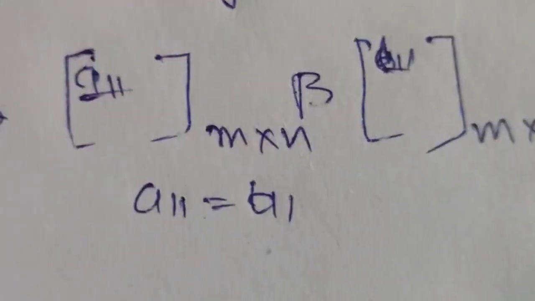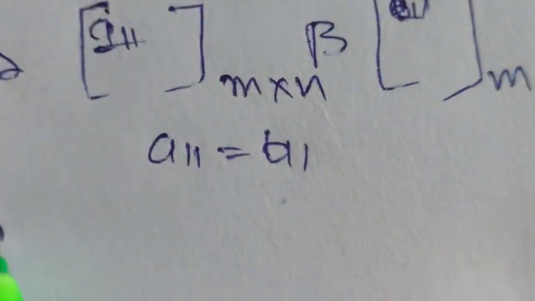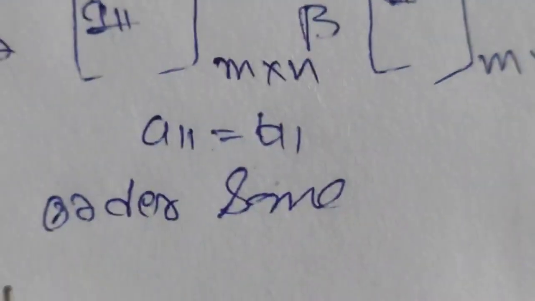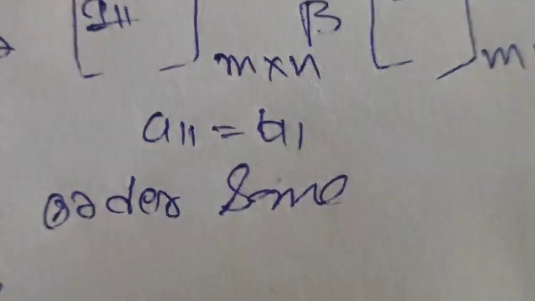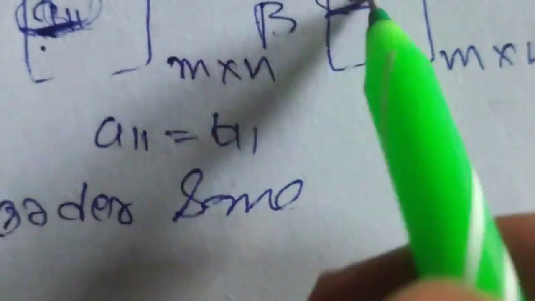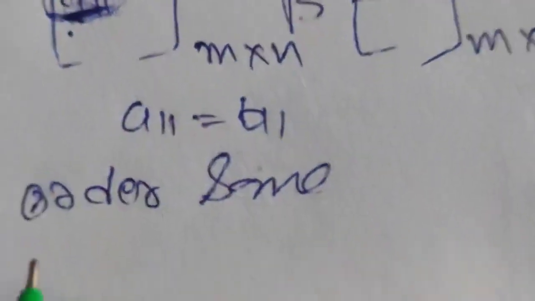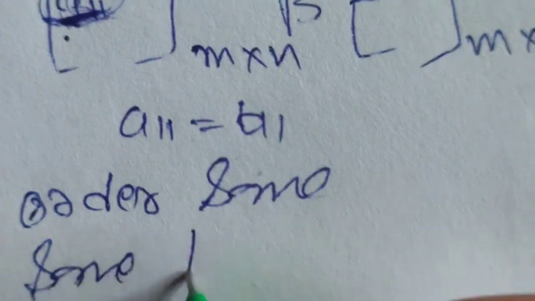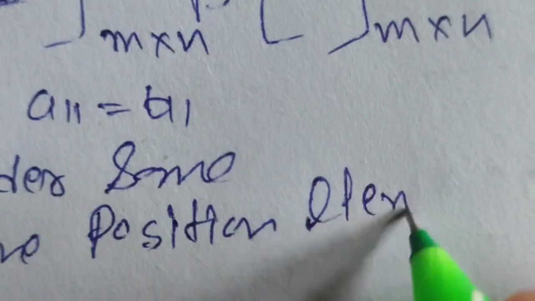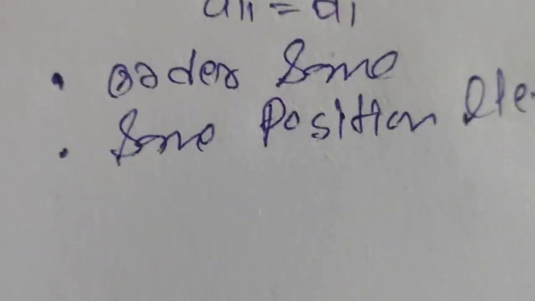Now we talk about the addition of matrices. In that case, the first point is that the order must be the same, and each individual element adds with the corresponding individual element. A1 adds with A2 and B1 adds with B2, meaning the elements in the same position add. The position A11 adds with position B11, not with anything else. Same position elements add. Let's understand by the concept.